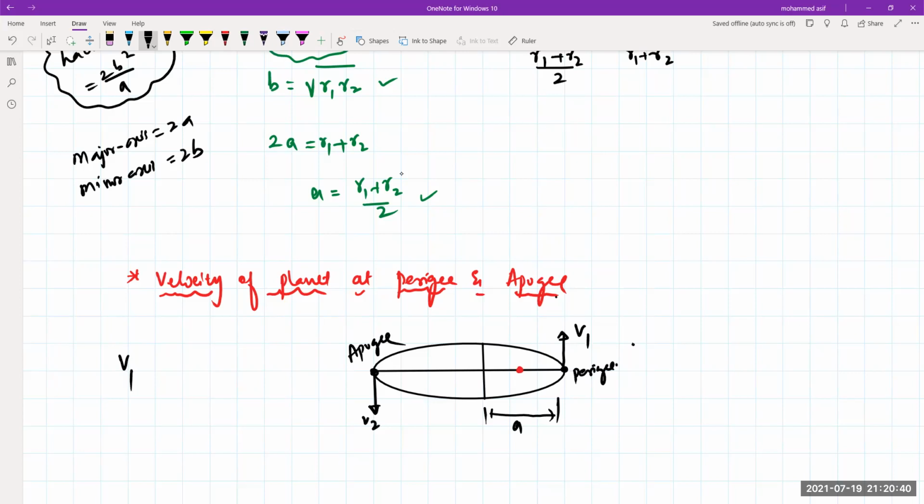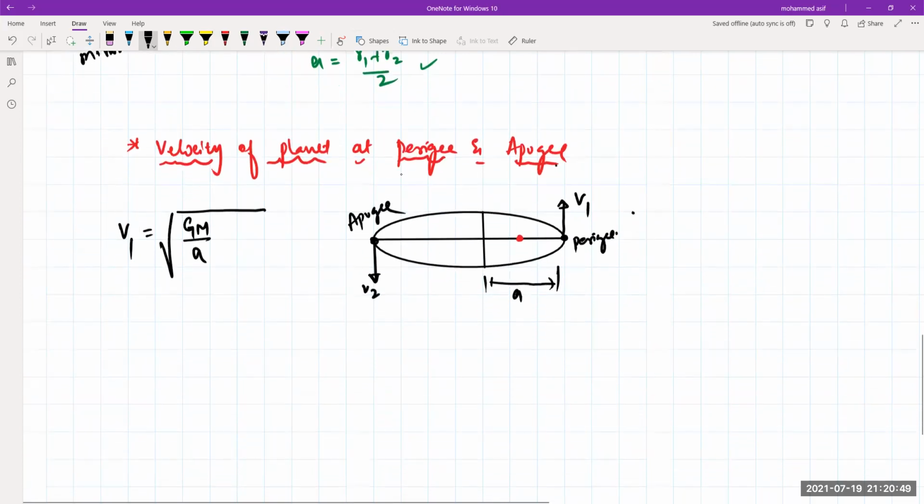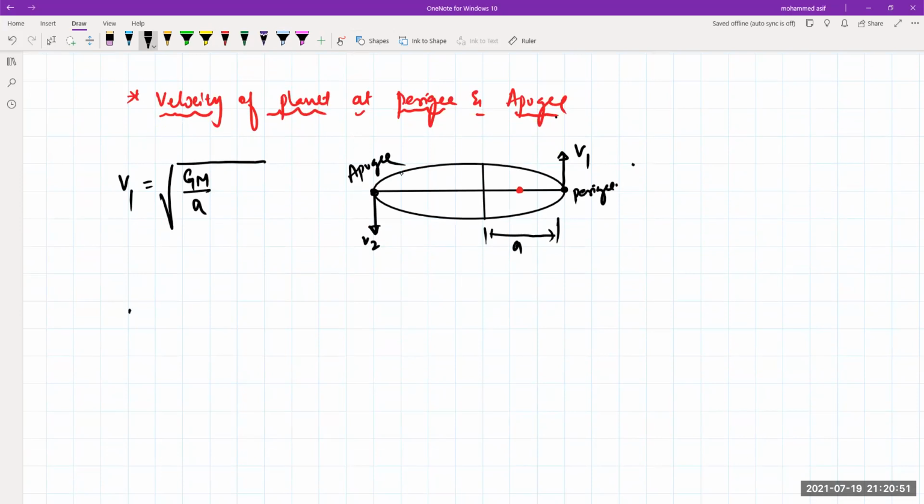So velocity V1 is equal to under root of capital G, capital M divided by A. For both of them, the formula is the same. I'm trying to help you remember this one, because if you go behind the derivation, it will waste unnecessarily 1.5 hours of your time. This will be equal to G into capital M divided by A. Both of them same. So here it will be 1 plus E divided by 1 minus E.